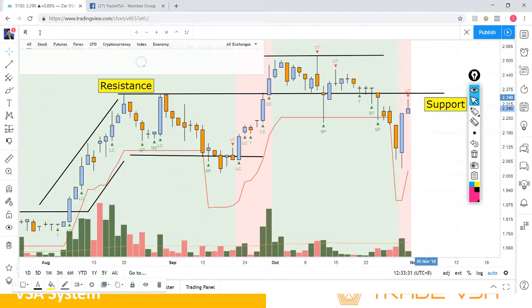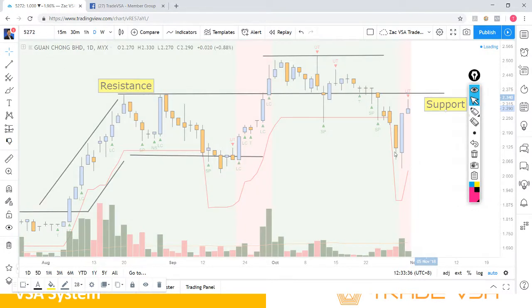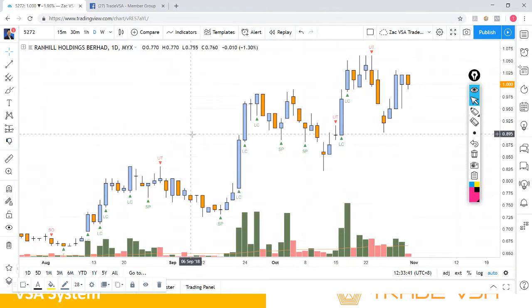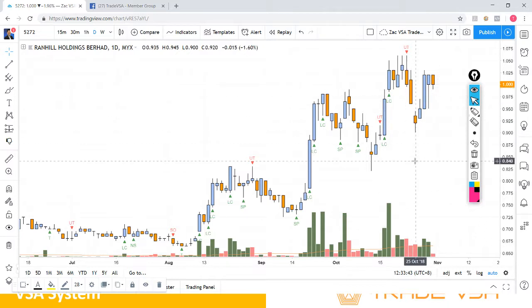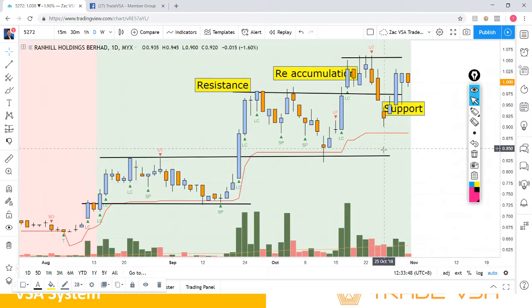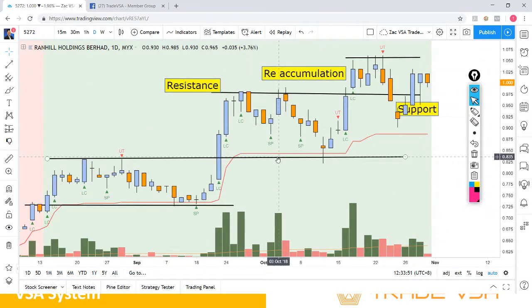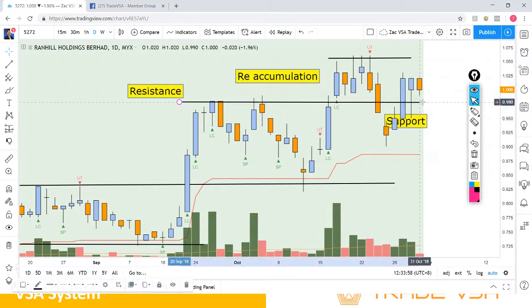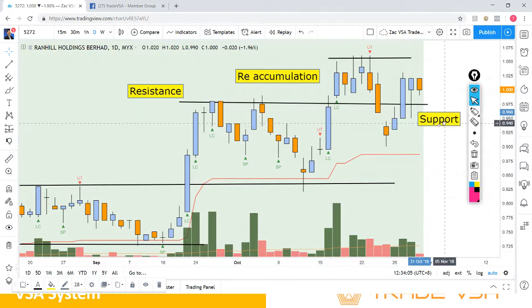Next stock that I have, Runhill. This is Runhill. Of course, some of the drawing is from last week also, I didn't delete it. This is the example. On the 24 October, I think we were here. It broke lower this support, which I avoid buying anything like that.